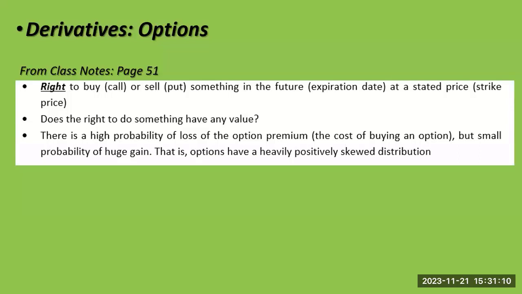So what did we say one of the inputs in that model was? Standard deviation, volatility, right? That's an important one. Options have a positively skewed distribution. The most you can lose is the $2 you paid for it. You could make 40, 50 bucks. So it has a lot of positive.